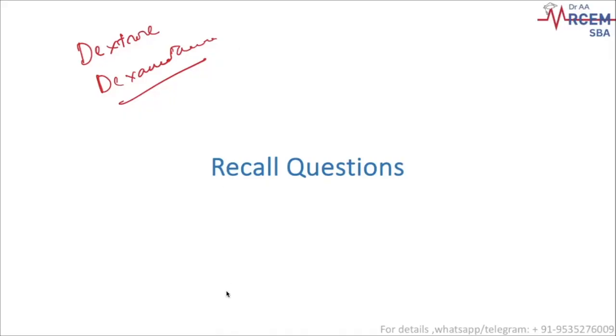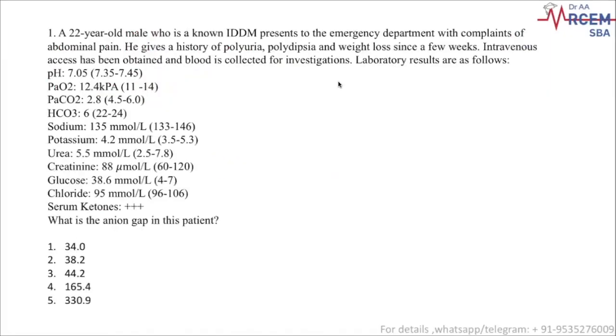Let's enter into the recall questions which have appeared in previous exams. The first one is a 22 year old male who has presented to the emergency department, a known case of insulin-dependent diabetes mellitus. Complaints of abdominal pain. He gives a history of polyuria, polydipsia, and weight loss since a few weeks.